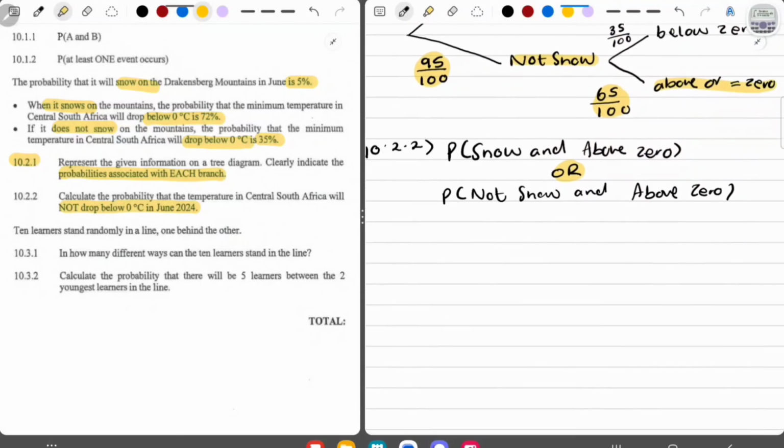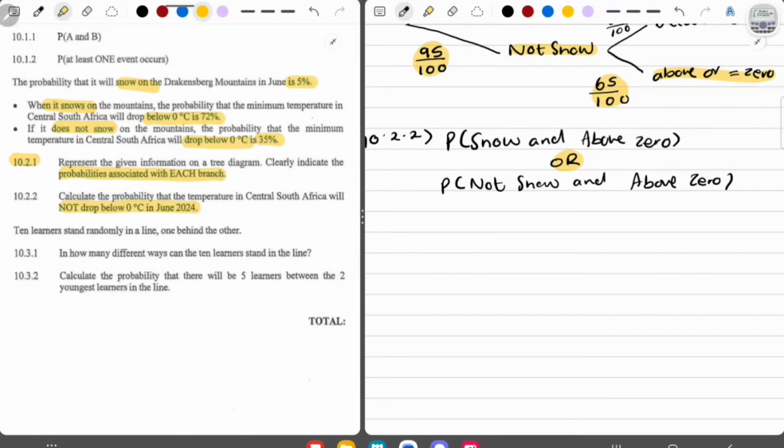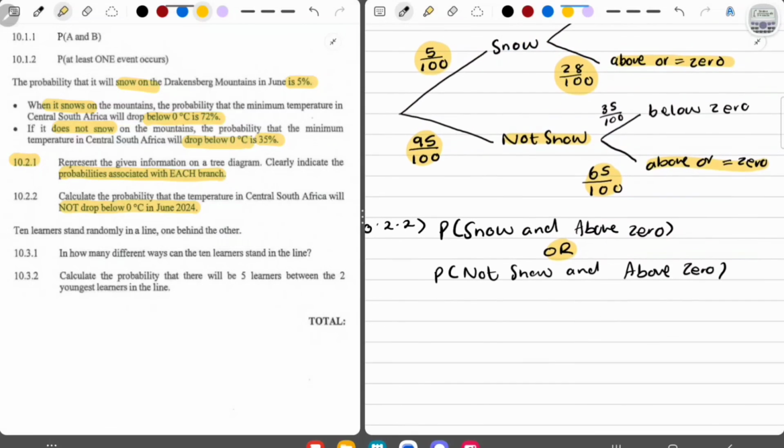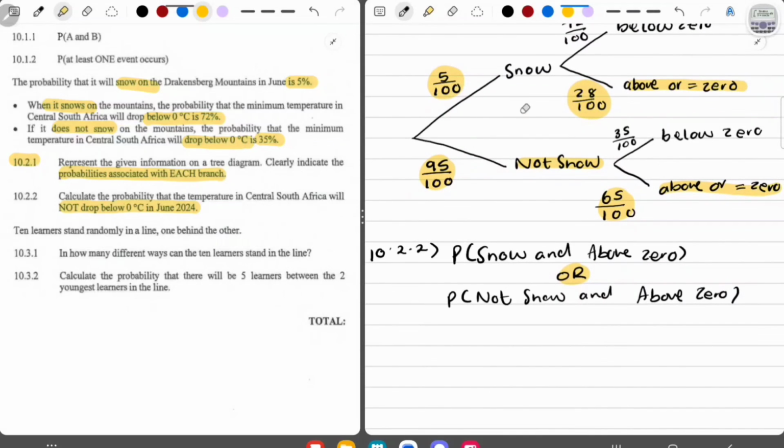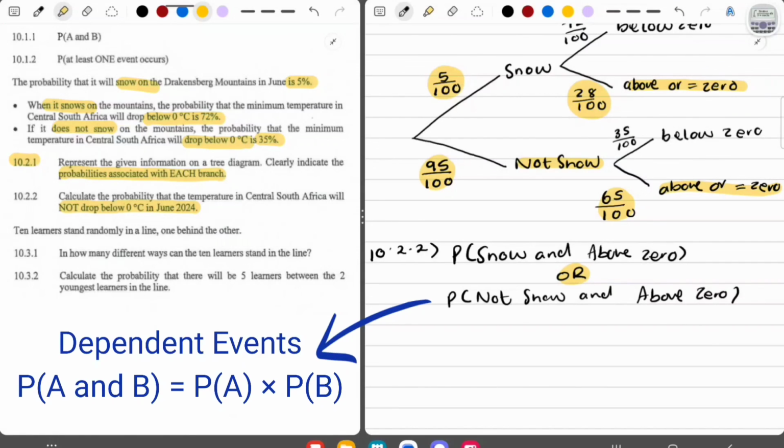In probability, "or" means to add. Again, if you watch the Venn diagram video, you will see why all these things mean those specific things. "Or" means to add, and I do explain it there as well. So we're going to take that probability and add it to this probability. The probability that it will snow and be above 0, you're going to have to multiply them, because that's how we find the total probability of these two events happening at the same time.